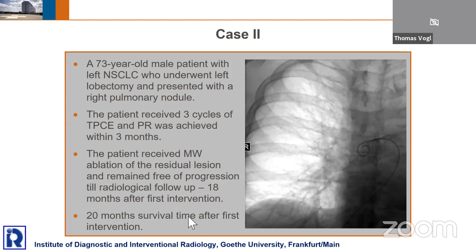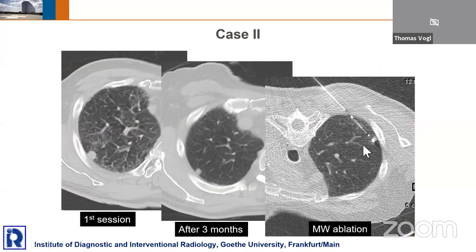Just to show an example at the very end, a 73-year-old male patient with NSCLC. He had a left lobectomy and he had a right pulmonary nodule. We catheterized the right pulmonary artery, and then we embolized the tumor. We downsized the tumor here at the very end. Then we performed the thermal ablation with microwave.